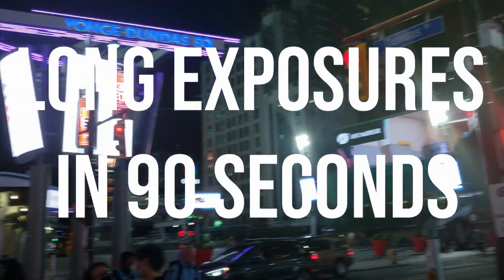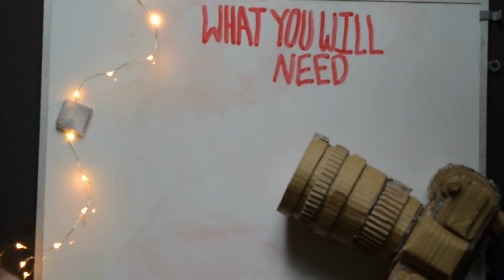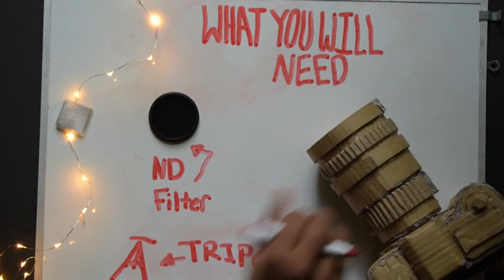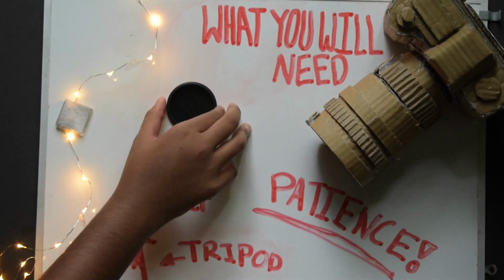This is long exposure photography explained in 90 seconds. Before we start, some things you'll need are ND filters, a tripod, a camera, and some patience.